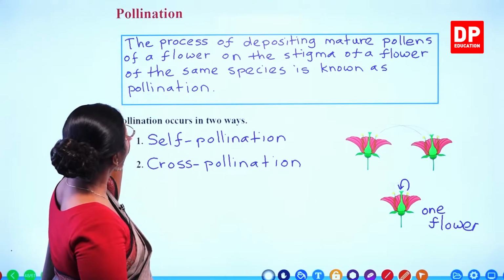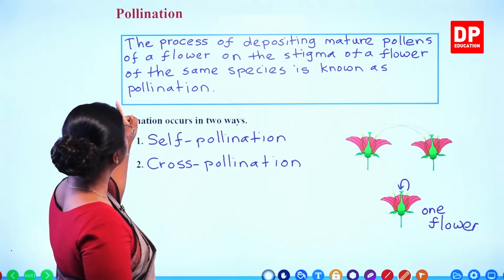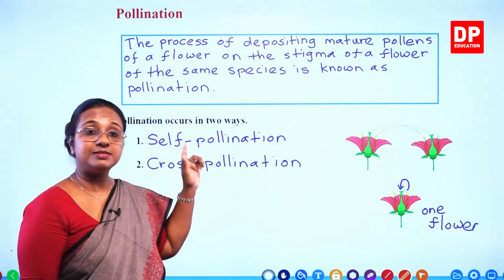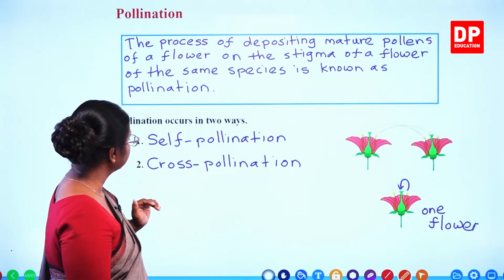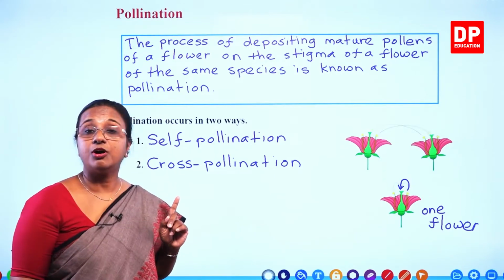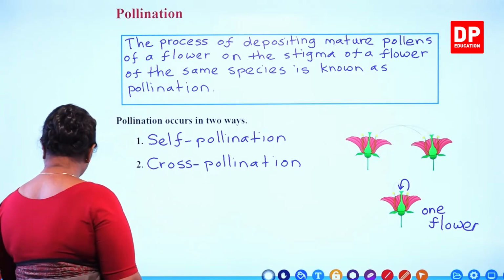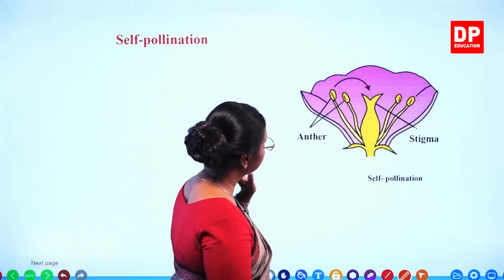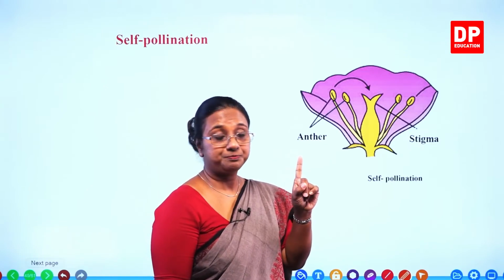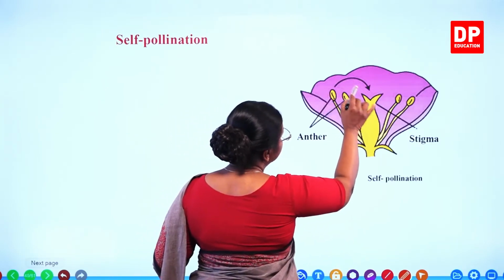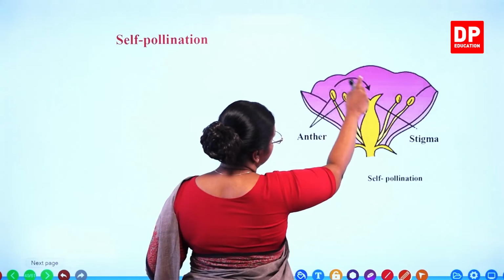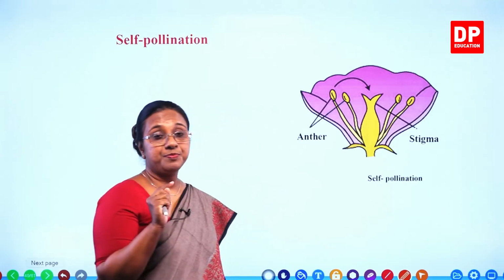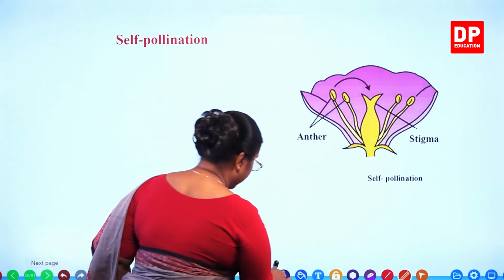So, pollination is the process of depositing mature pollens of a flower on the stigma of a flower of the same species, and that can take place in two ways, self-pollination and cross-pollination. With that, I will move on to the next slide, self-pollination. So, again we have a diagram here students, you all can see only one flower. So, when the anther matures, it bursts open, the pollens come out and the pollens deposit on the stigma of the same flower. Then we call it self-pollination.